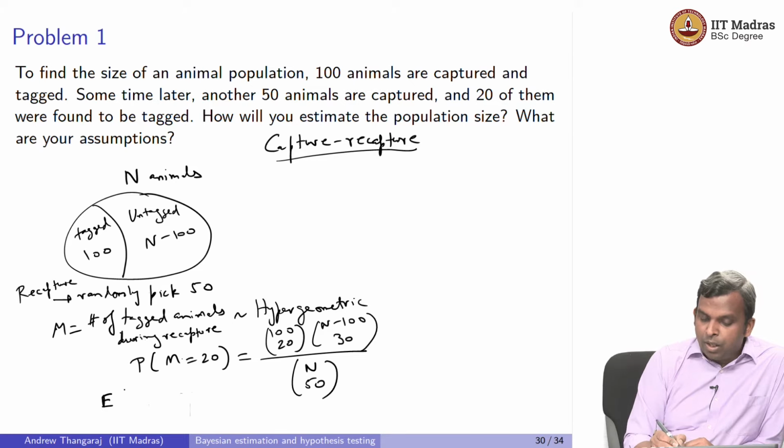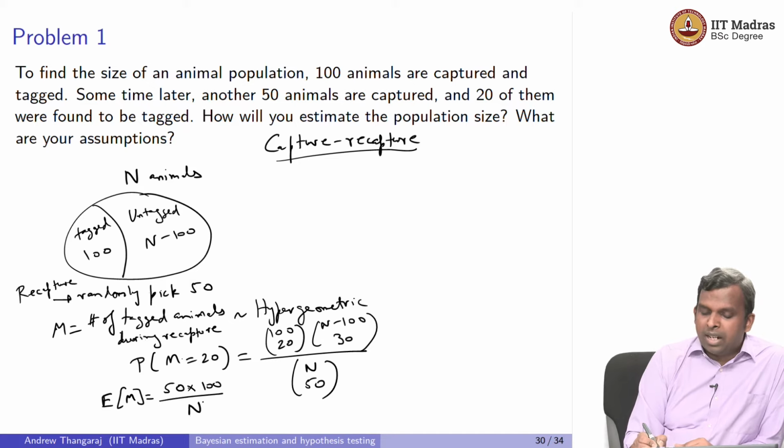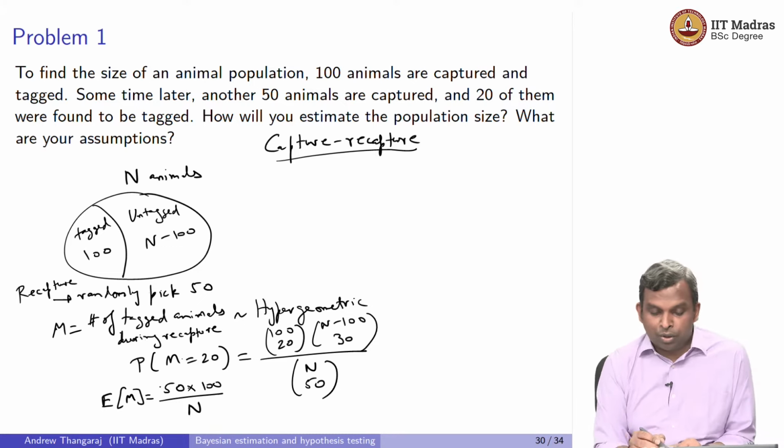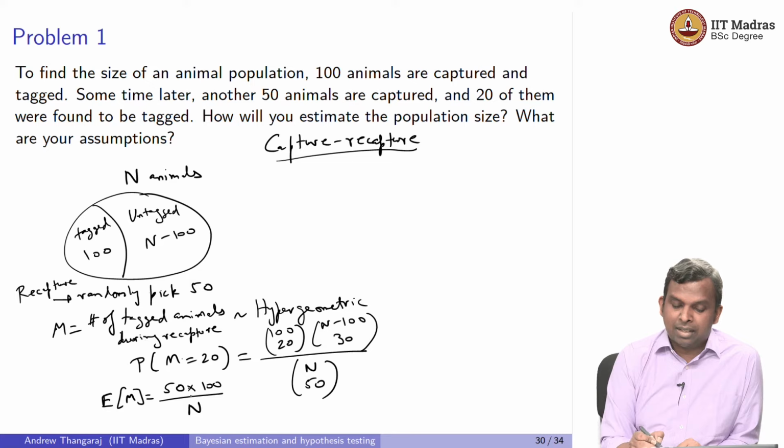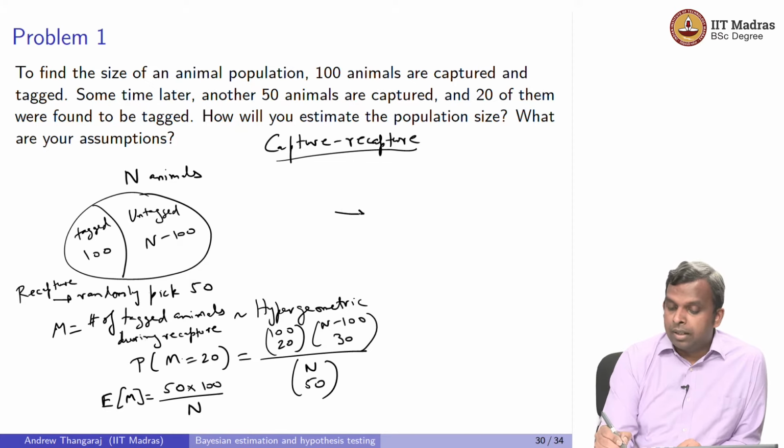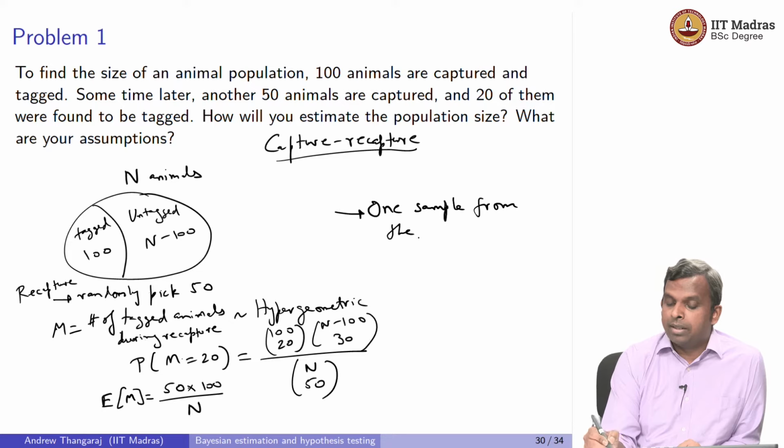The expected value of the hypergeometric distribution is 50 times 100 divided by N. So 100 by N times 50. This is something you can prove, but I'm not proving it for you. This hypergeometric distribution has this as the expected value. So what we got is one sample from the hypergeometric distribution.